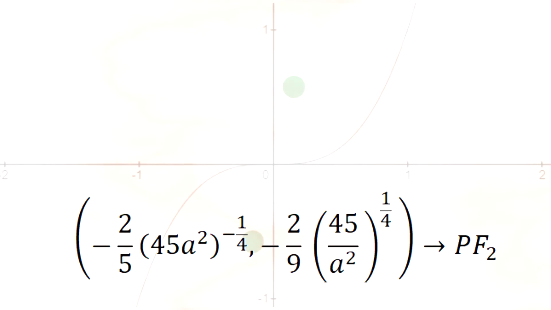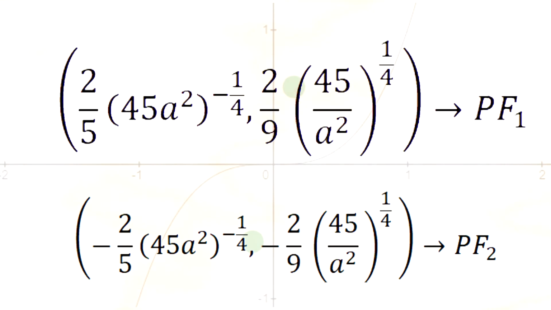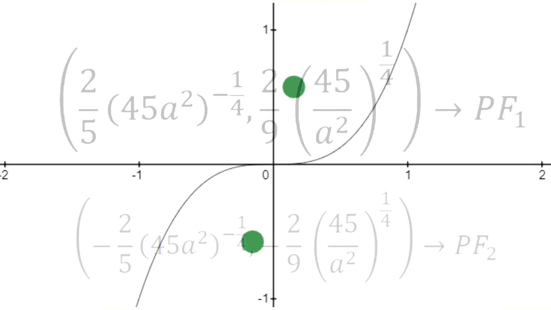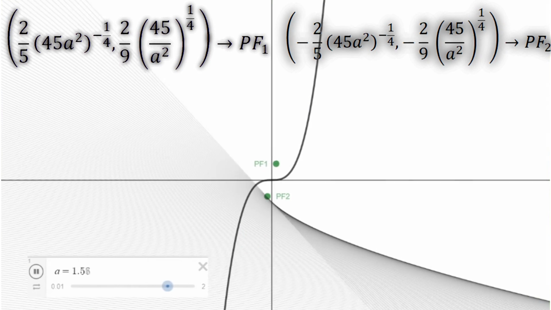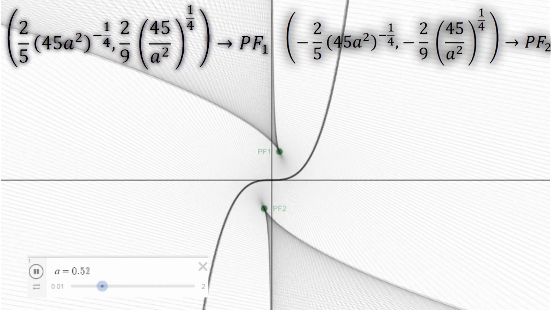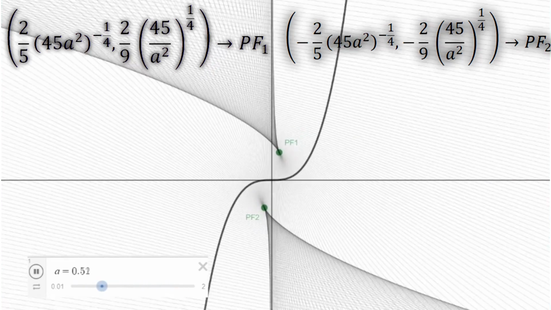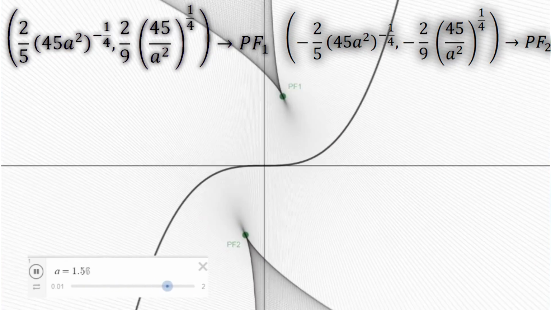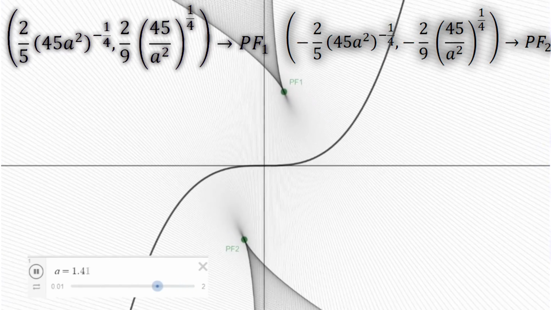In the end, we now have acquired the two pseudo-foci of ax³, and if we plot these points and enable the normal map, we can see that the moving pseudo-focus translates accordingly to the tip of the moving normal map.